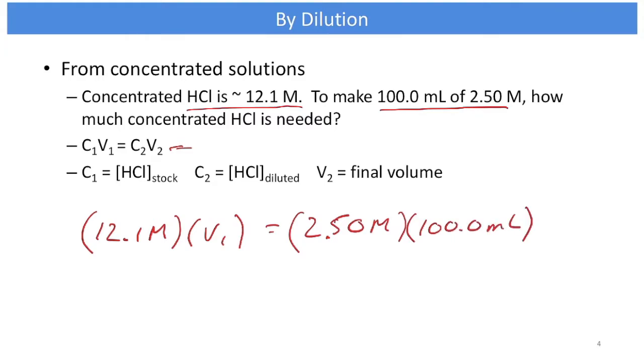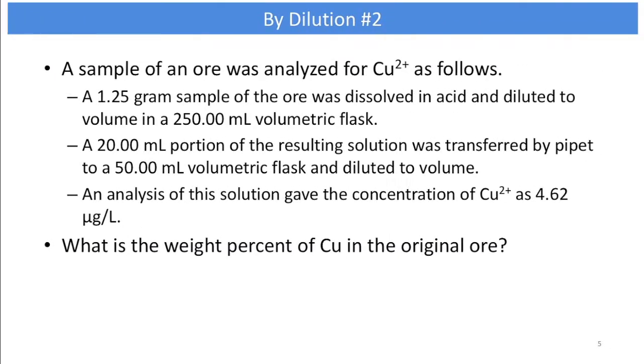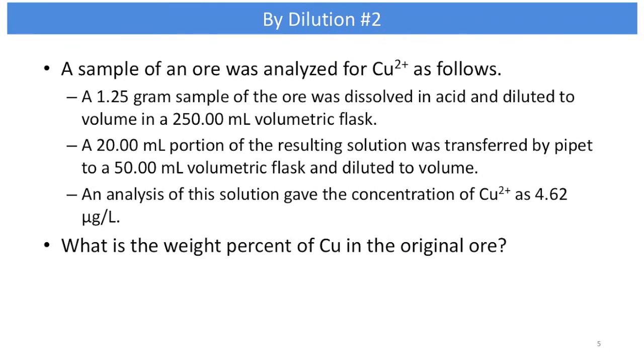Now if we solve that equation, our V1 ends up being 20.66 milliliters. What that's telling us is that we need to take 20.66 milliliters of the concentrated HCl, transfer that to a 100 milliliter volumetric flask, and then fill that volumetric flask up to 100 milliliters, and the resulting concentration will be 2.5 molar HCl. The last example I have in this section is the preparation of an unknown solution.